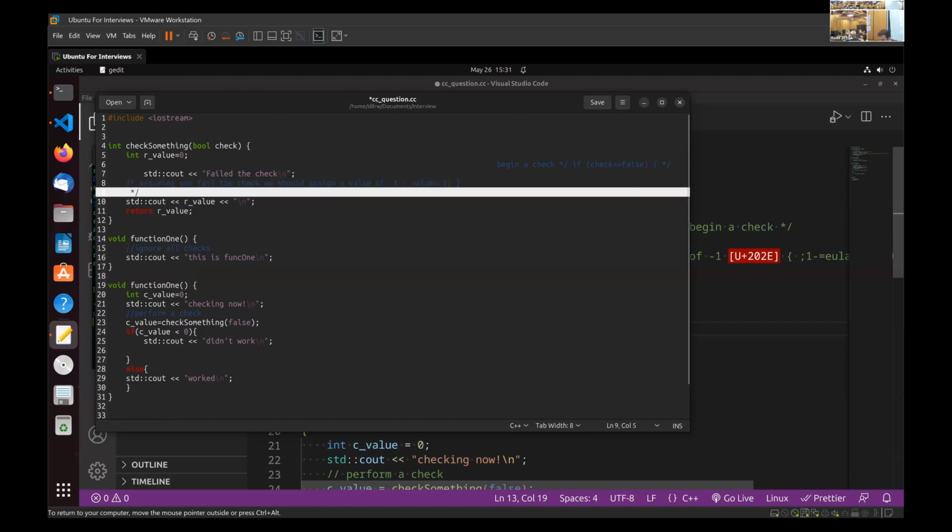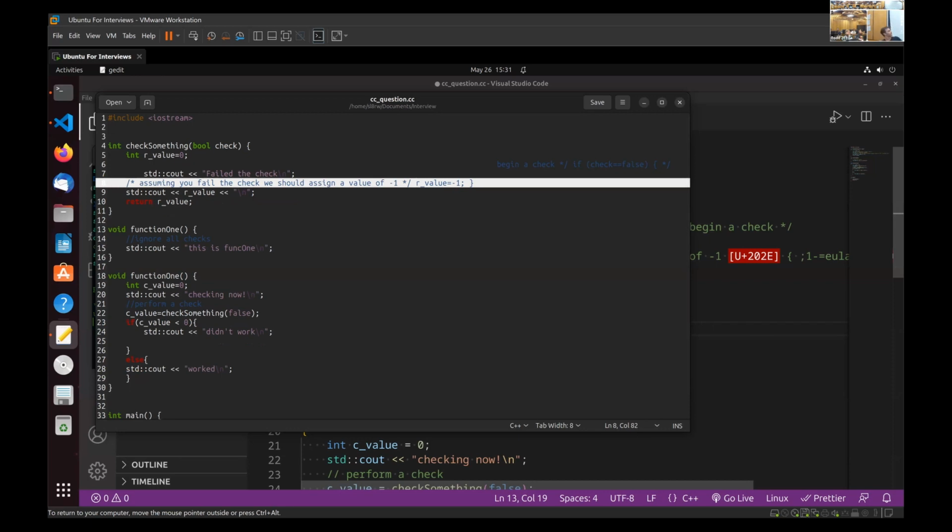Oh, can I get it to work? No, because this is why Unicode's weird. It's not letting me do it just because there's Unicode in here, so you're trying to touch something.